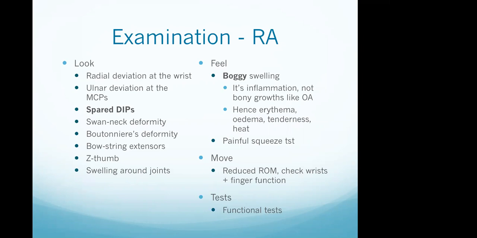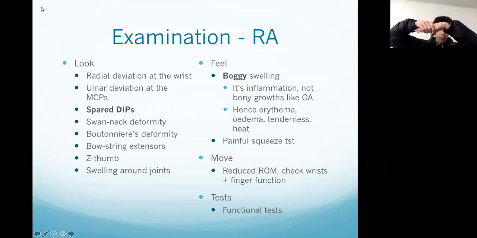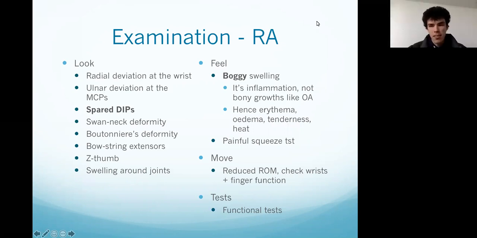The other deformities here, so we've got swan neck deformity and Boutonniere's deformity. We've got bowstring extensors, Z thumb, and swelling around those joints. And that swelling, when you feel it, will always be described as boggy. So it's red, it's warm, it can be quite tender. And they can have a painful squeeze test, which is basically when you squeeze at the carpometacarpal joints with your hands, and that'll look kind of like this. If you're squeezing there, you'll find that that's actually quite a sensitive test for rheumatoid arthritis. And then the rest of it is the same as for osteo. You're still going to check all of these things.